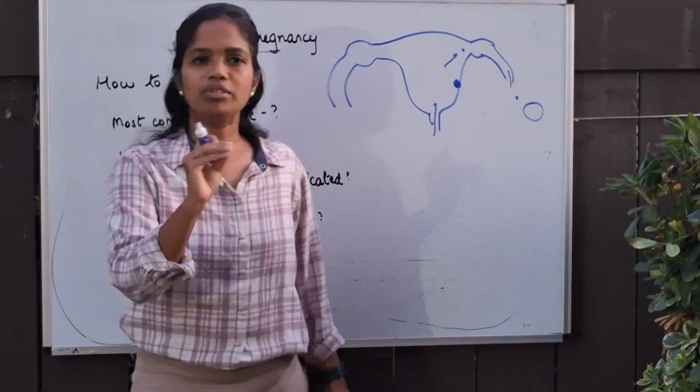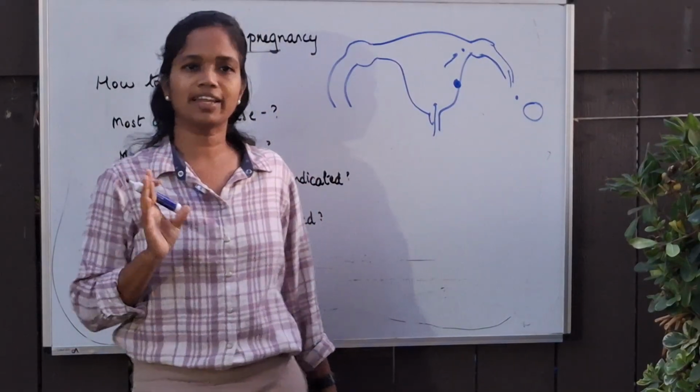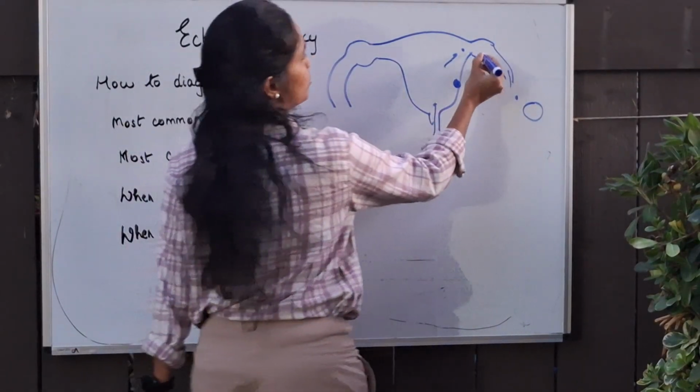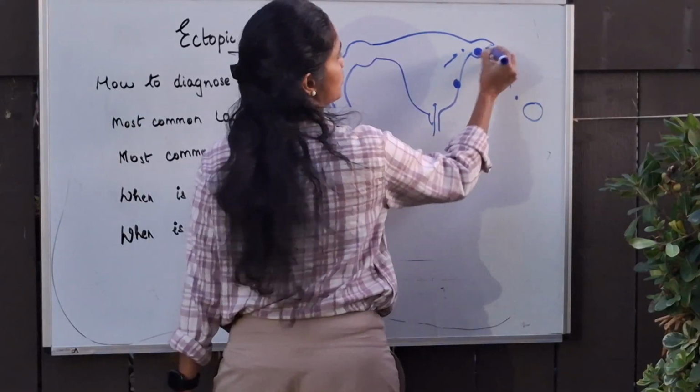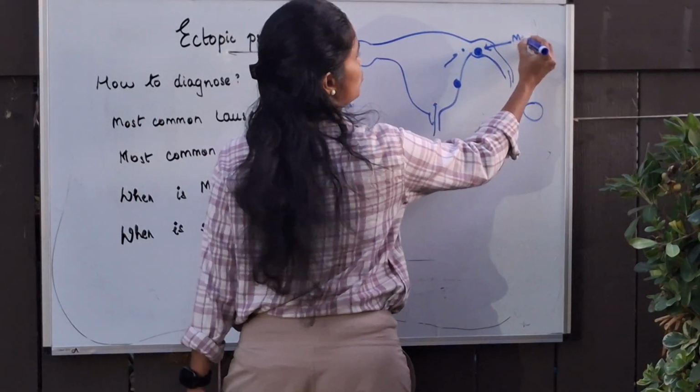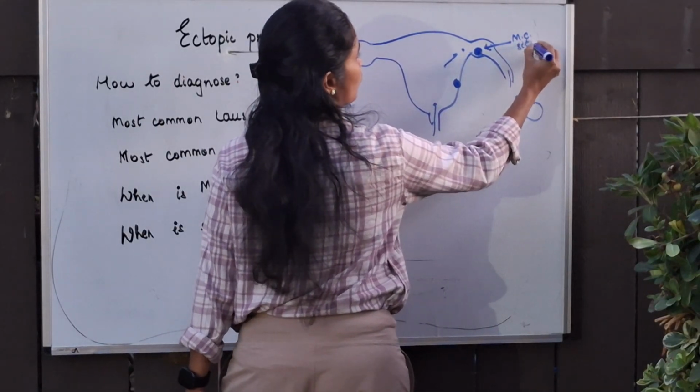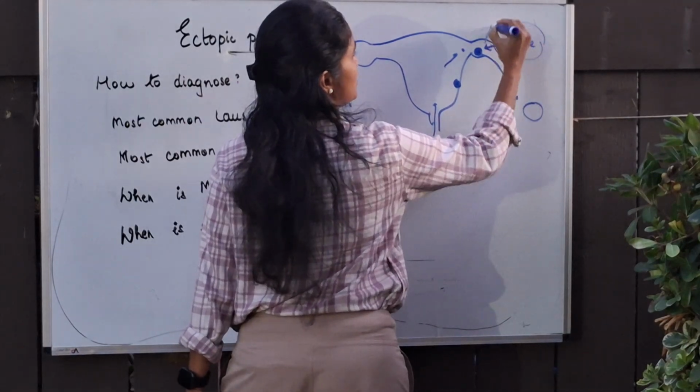But if the zygote gets implanted anywhere other than the endometrium, then that is known as the ectopic pregnancy. What is the most common site where the ectopic pregnancy can get implanted? It is in the ampulla over here. This is the most common site. That is the ampulla.